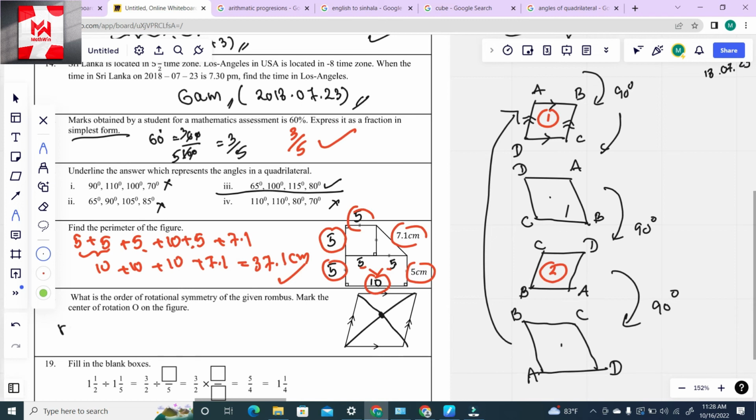Therefore, the answer: the order of rotational symmetry is 2. So you have to mark this one as the rotational center. This is O. If you can write O, that's correct.